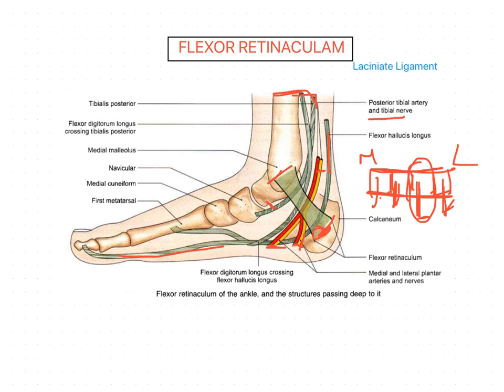Another important thing we have to consider here is that the lower part of the deep surface of the flexor retinaculum gives origin to the greater part of the abductor hallucis muscle. Near the calcaneum, the retinaculum is pierced by medial calcaneal vessels and nerves. This is all about the flexor retinaculum.